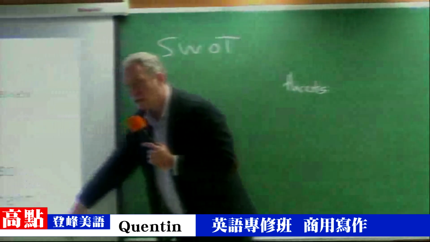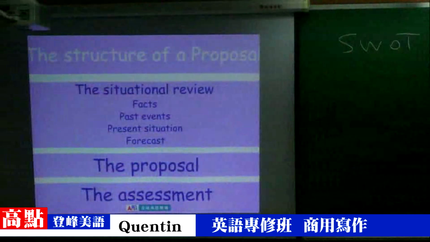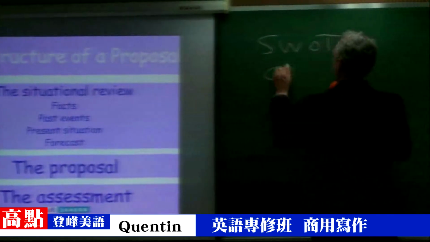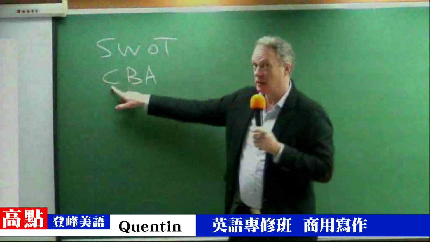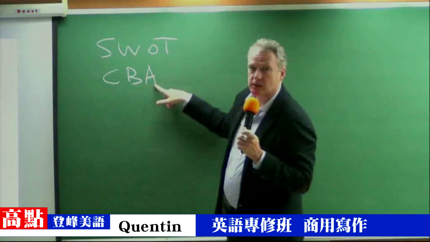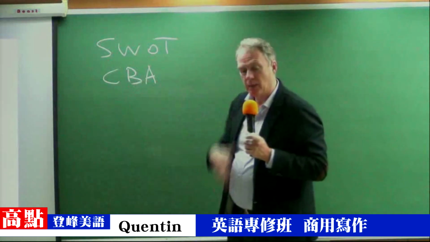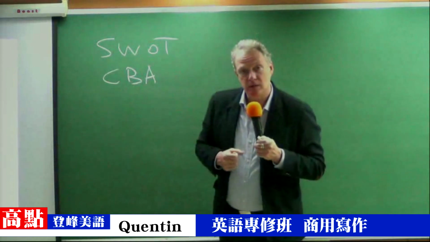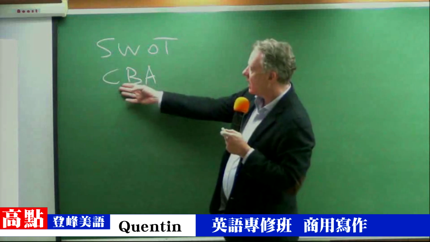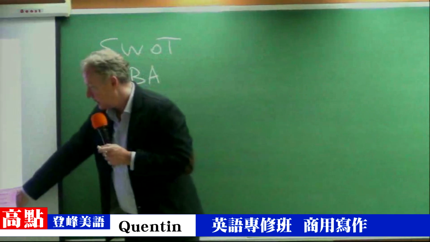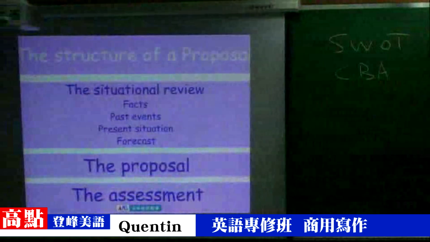So in the assessment section, you have to describe your strengths, weaknesses, opportunities, and threats. Then you also need to include a CBA. What's a CBA? CBA is cost benefit analysis. So you have to describe how much will it cost? What are the benefits? What are the weaknesses? What benefits can we gain? What problems will we have? So you do your cost benefit analysis in your assessment section.